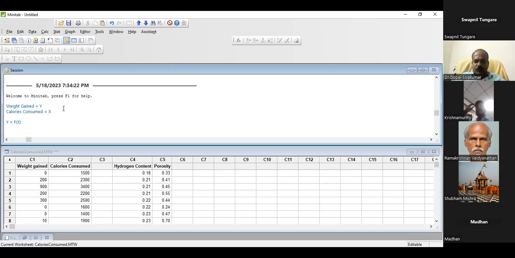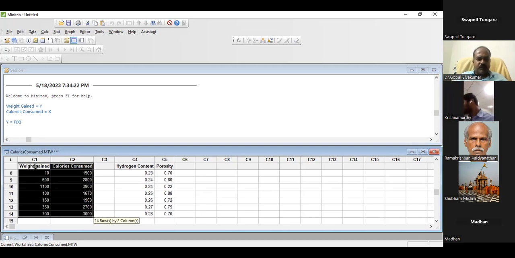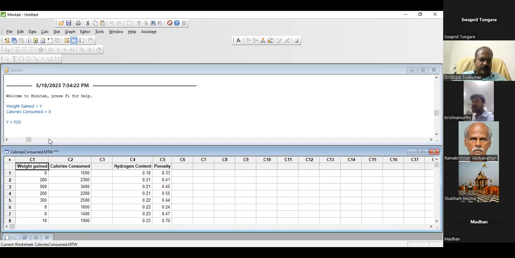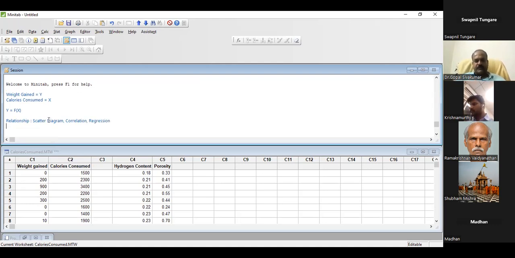Very good. Now I want to really understand, for a particular individual on whom we did the experiment, is there a relationship between weight gain and calorie consumed? And I have about 14 sets of readings, right? So in order to understand the relationship, you can think of these tools. First, the basic tool is scatter diagram. Then you can move on to correlation. Then you can move on to regression, right? This is what we are going to do.